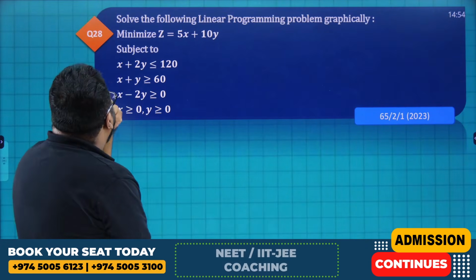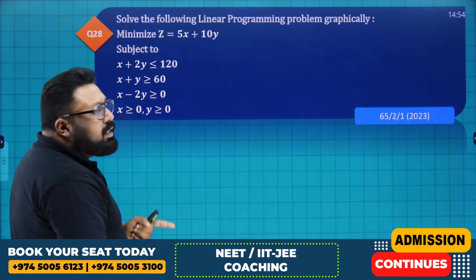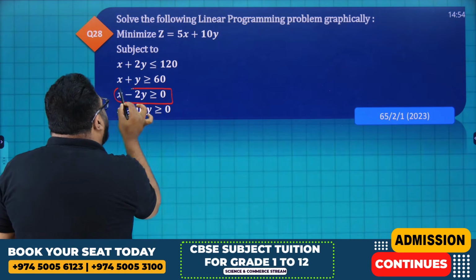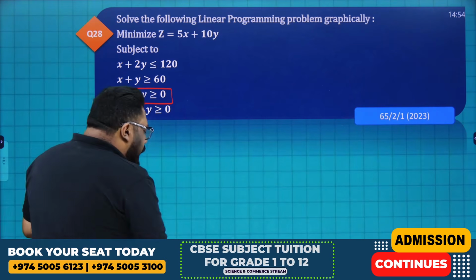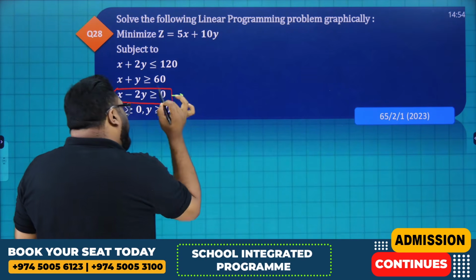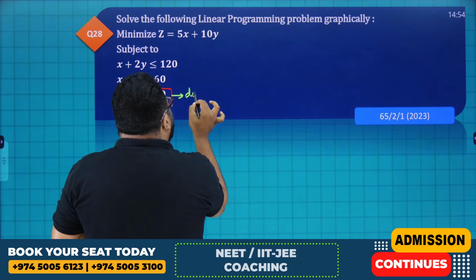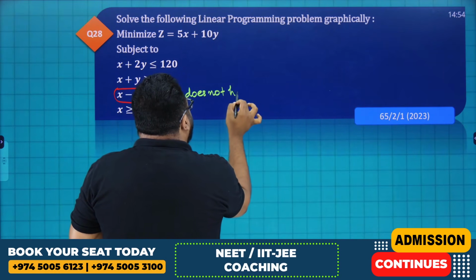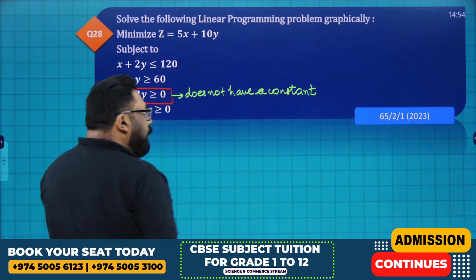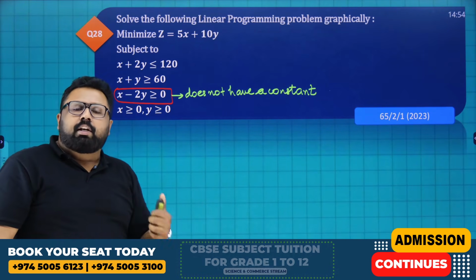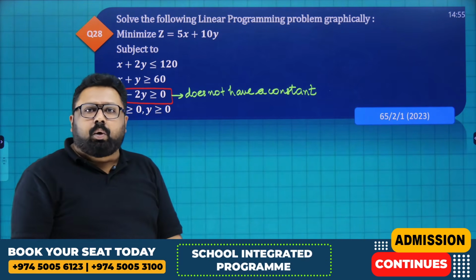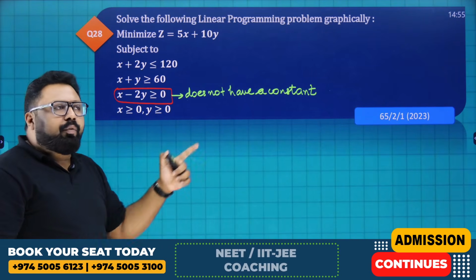Next question, my dears. Read it. Minimize Z. And please, I want everybody to be careful with this particular constraint. Why? Because, my dears, listen very carefully. This constraint is a little bit dangerous for many of you because this constraint does not have a constant. A common mistake that happens to many of you. A constraint which does not have a constant is always a line that passes through origin. So you have to be careful with this line, my dears.